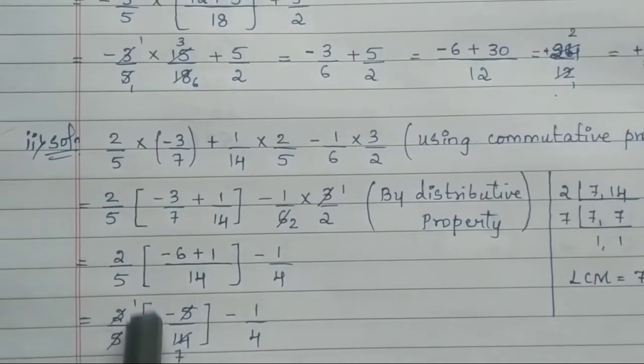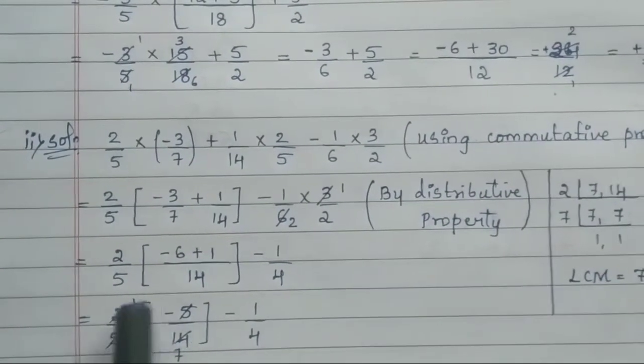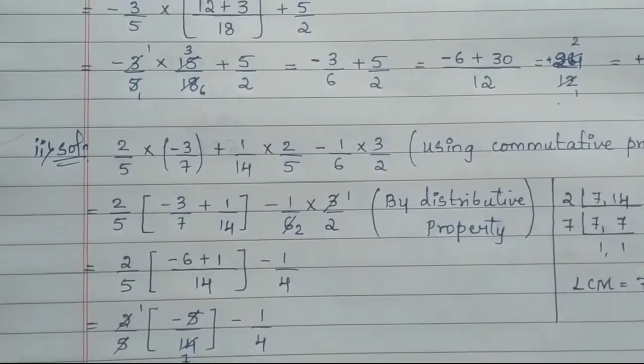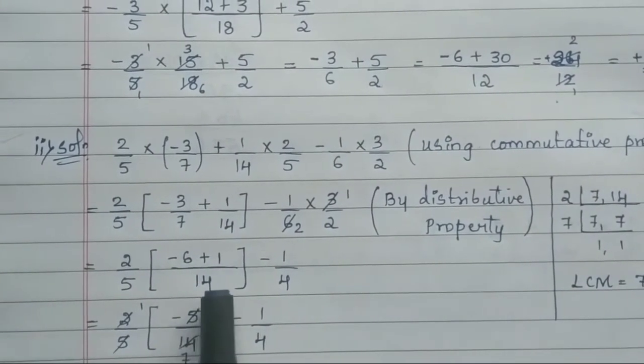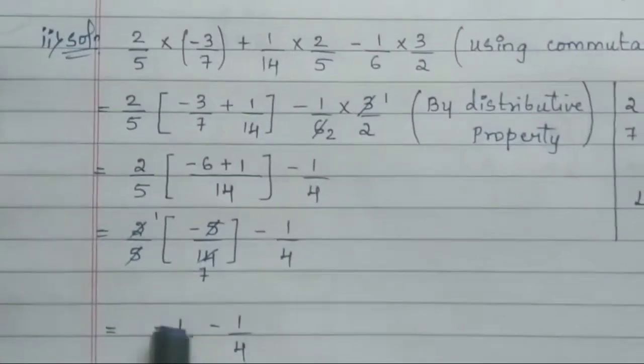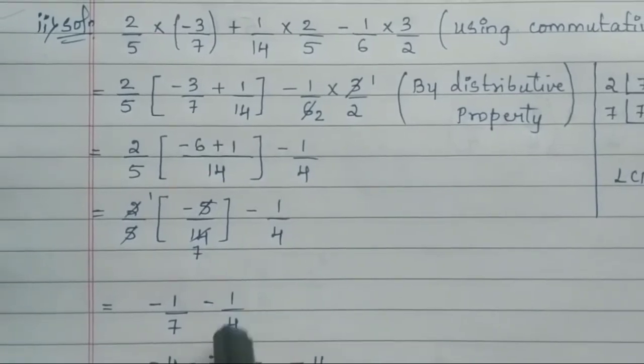As you can see here, brackets mean it is a multiplication sign. What we can do is, 2 1s are 2, 2 7s are 14, we can cancel it, and 5 and 5 we can cancel. What are we left with? Minus 1 by 7 minus 1 by 4.